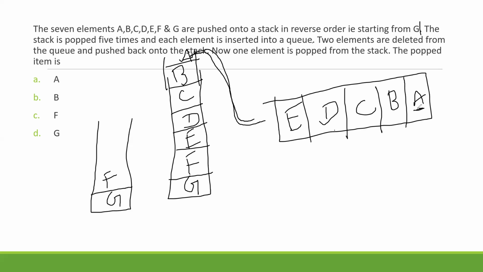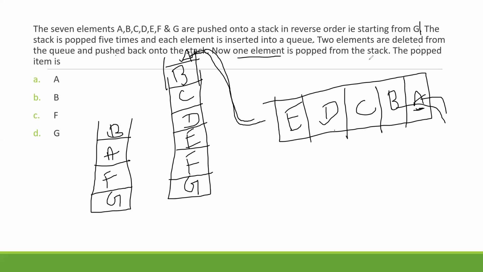So first A will come out, and A has to be pushed here. Next B will come out, so B has to be pushed here. So I have done it. Two elements are deleted from the queue and pushed back into the stack. That's over. Now one element is popped from the stack.